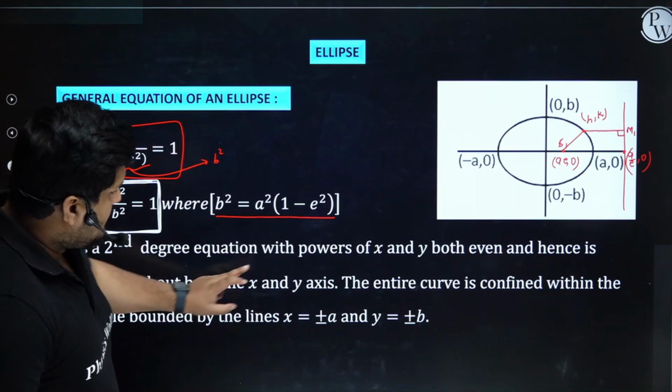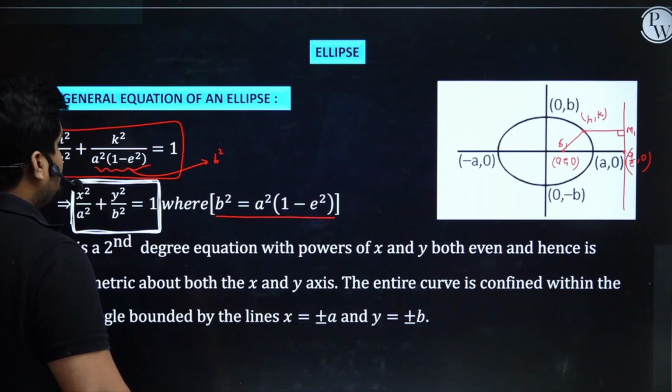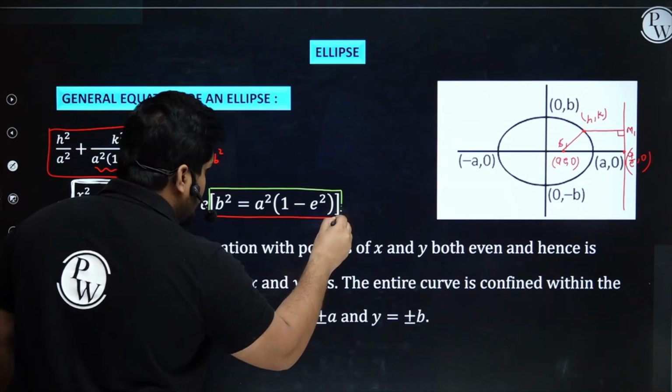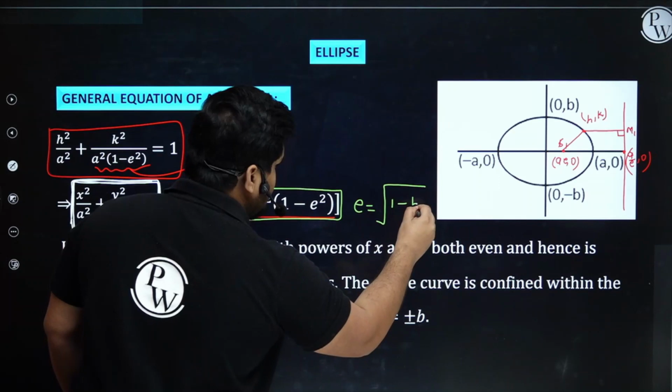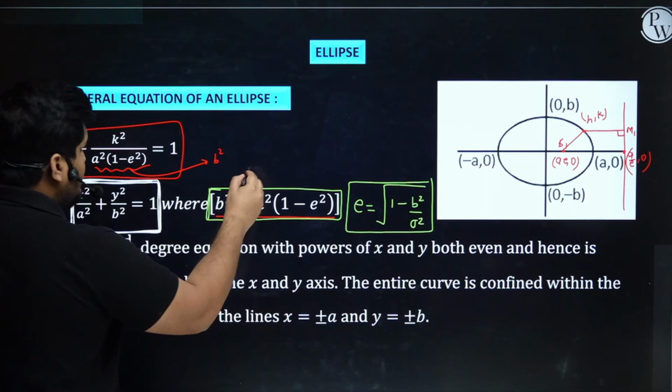Fine. Now there are some general terminology which we should know here. The first thing that we can understand is this relation between B and A. And from here, we can derive the relation for eccentricity also. E square will be equal to 1 minus B square by A square. Right? And we can see A is greater than B here. Okay.